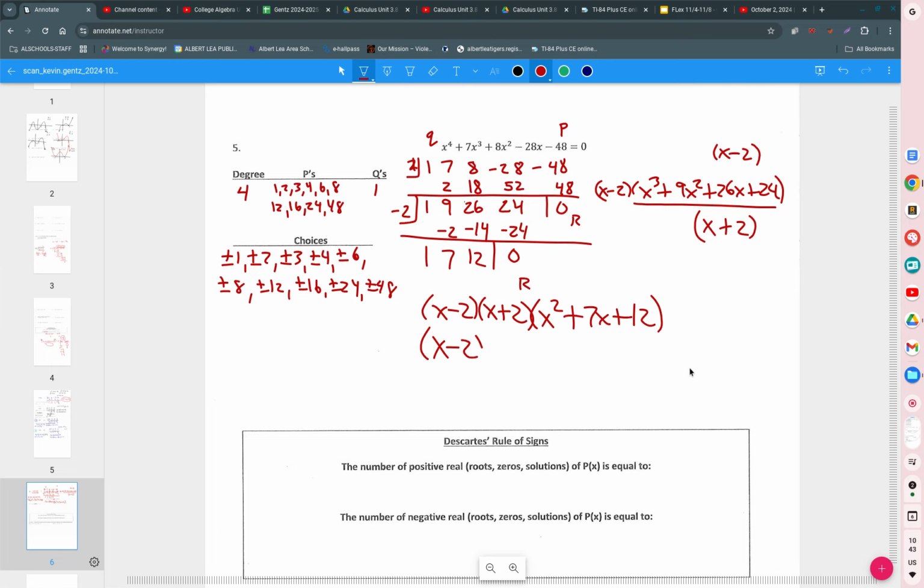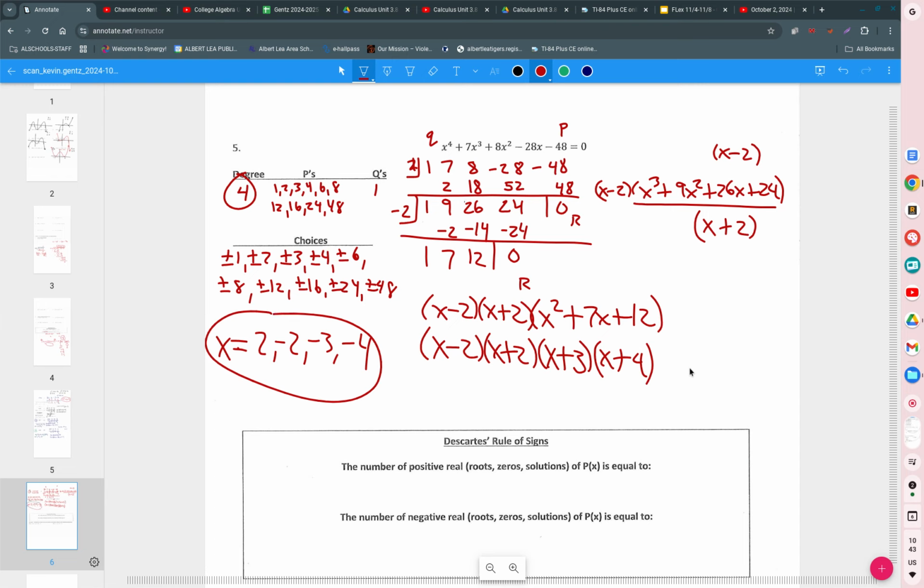This does factor. We've got x minus 2 times x plus 2 times x plus 3 times x plus 4. And so, as I list my solutions, they are positive 2, negative 2, negative 3, and negative 4. We found all 4 solutions, and we found how that polynomial factors. And we are convinced there are 4 solutions, and all of them come from our choices of our rational roots. They're all found right there, aren't they?